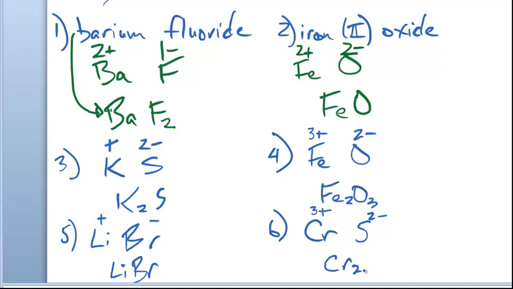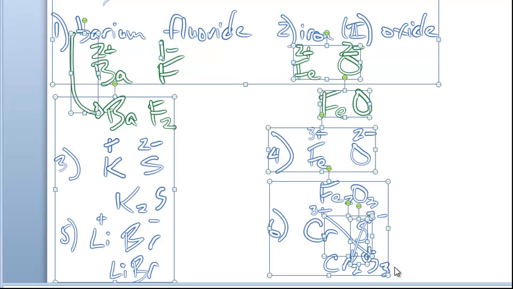So that is Cr2S3. Okay, see how these guys crisscross. Okay, Cr2S3. Now I'm going to clear the plate here so that we can go to number 7. All right, number 7 is aluminum iodide.